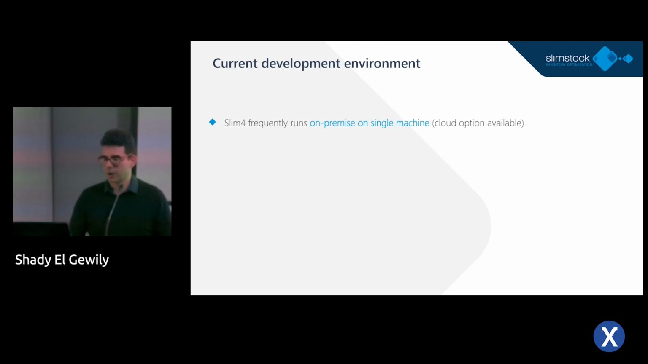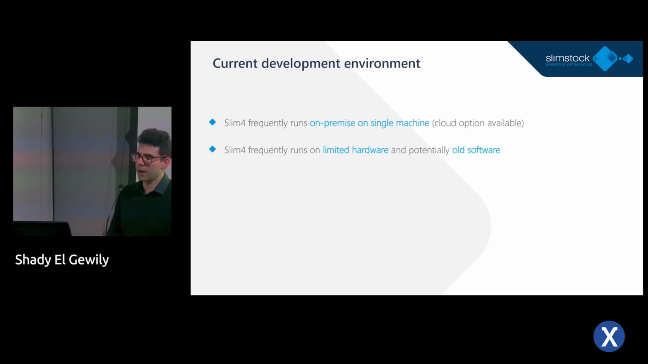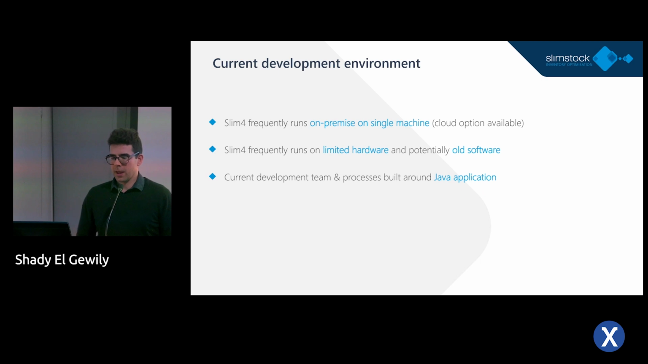So this is a constraint. And that means that these machine learning models are trained on limited hardware and potentially old software, think of old SQL versions, stuff like that. And the current development team and all the processes, including security updates, dependency updates, it's all based around Java, because the software exists for 30 years.